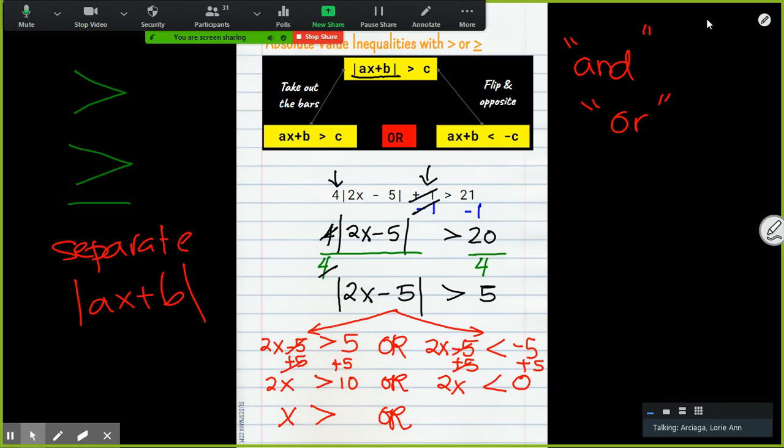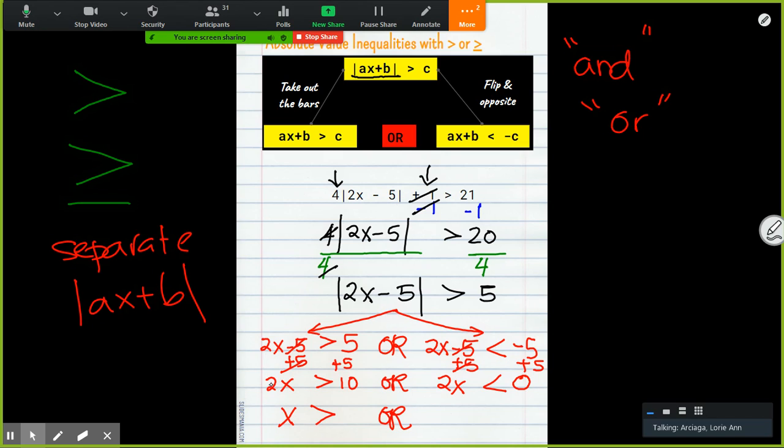Okay, so what's the first solution? X is greater than what? So what do I write over here? What should be the number I place here? Can you type in the chat? X is greater than what? 10. Hang on. Why 10?